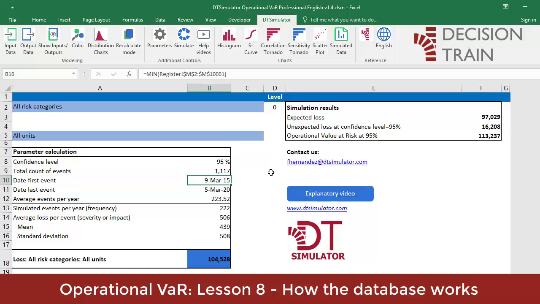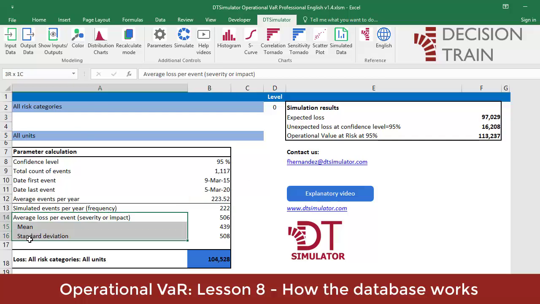1,117 events, in cell B9, recorded from March 9, 2015 to March 5, 2020. This generates 223 annual events on average. The model also automatically calculates the average and standard deviation of the recognized net loss for all filtered events.